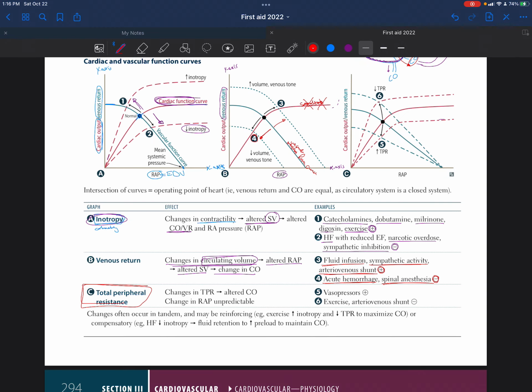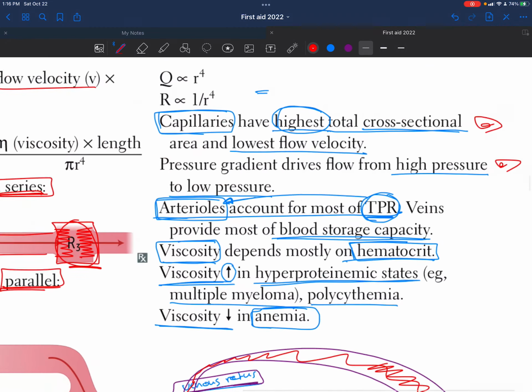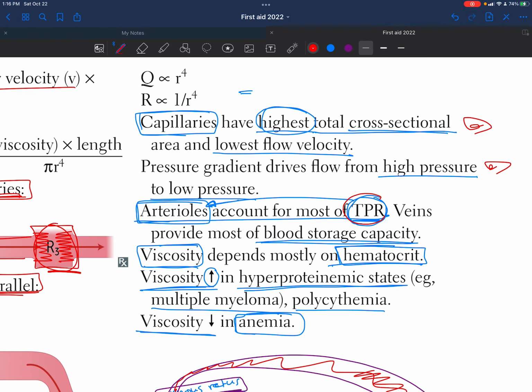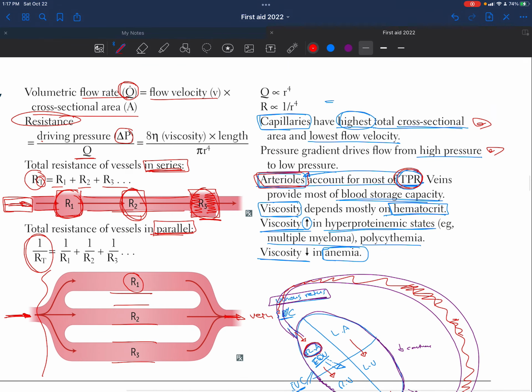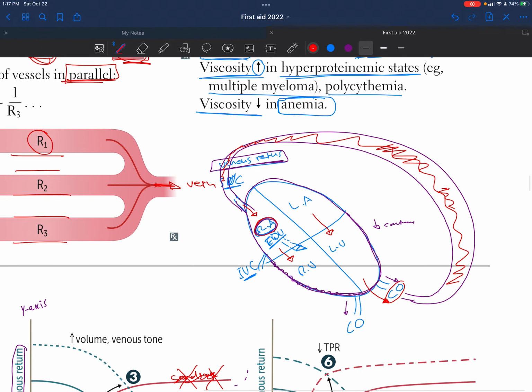So in case 3, in graph 3, we have a change in the total peripheral resistance. What we know is that the total peripheral resistance is mainly dominated by the arterioles, and they are the smallest part of the arteries. So let's say that the total peripheral resistance increases. That means the resistance that the heart needs to pump against increases.